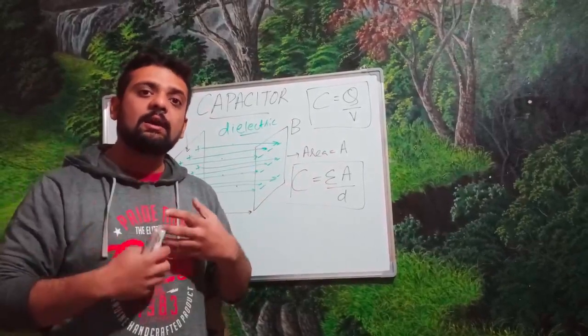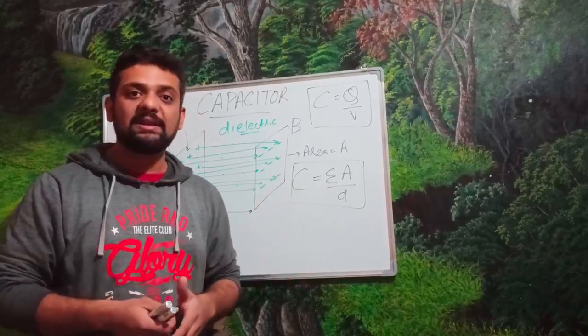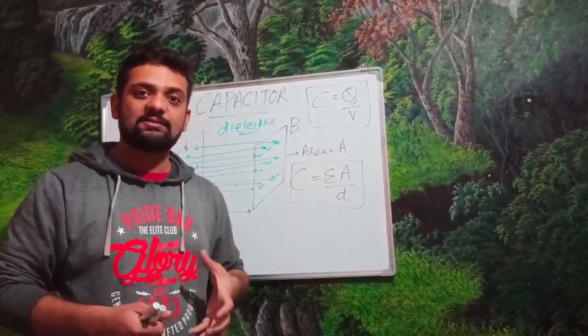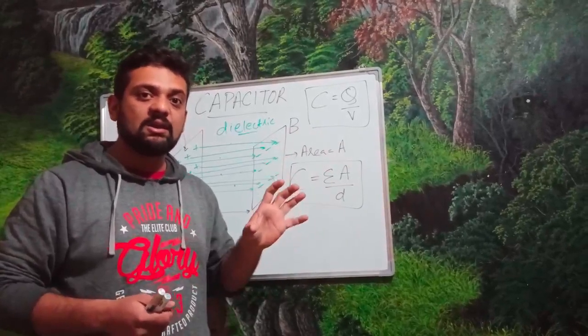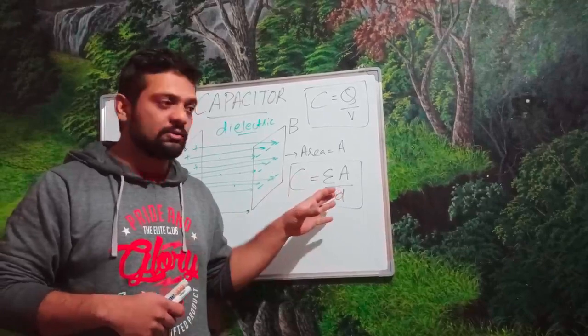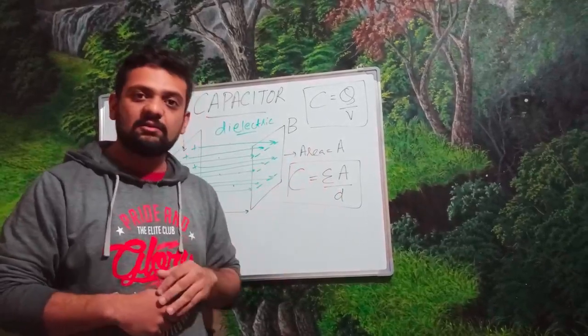It means it will allow more electric field lines to pass through it, and hence the name permittivity, that it will permit more number of electric field lines to pass through the medium. So better the value of this epsilon, we don't call it E, we call it epsilon, the symbol is given over here.